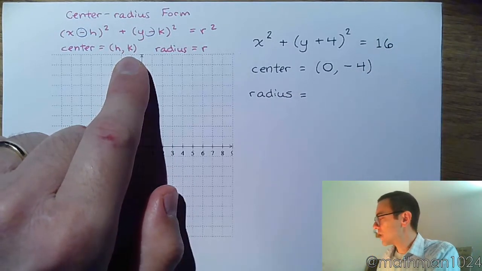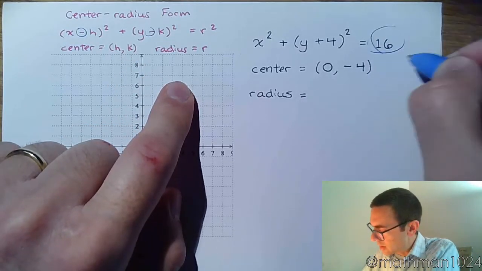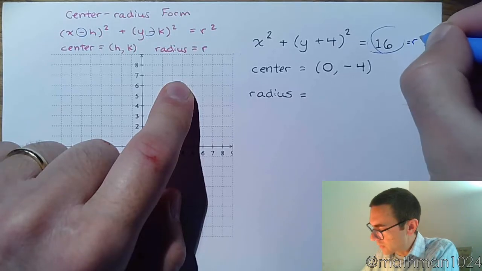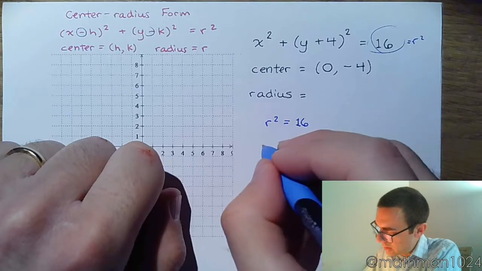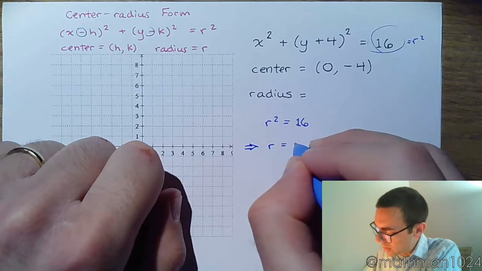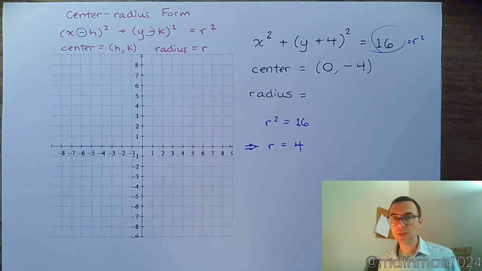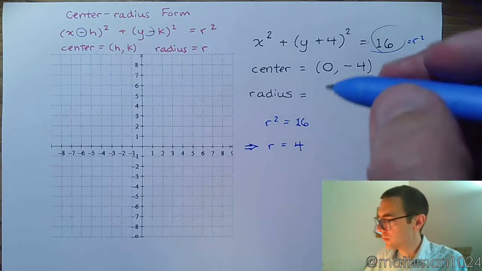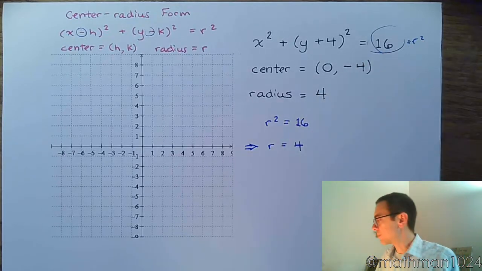And now we get to talk about the radius. All that over here is my radius squared. So that means r squared is 16, which means that r is just 4. Okay? 16 is not my radius. 16 is the square of my radius. So in order to find my radius, I do the square root, which means my radius is 4.